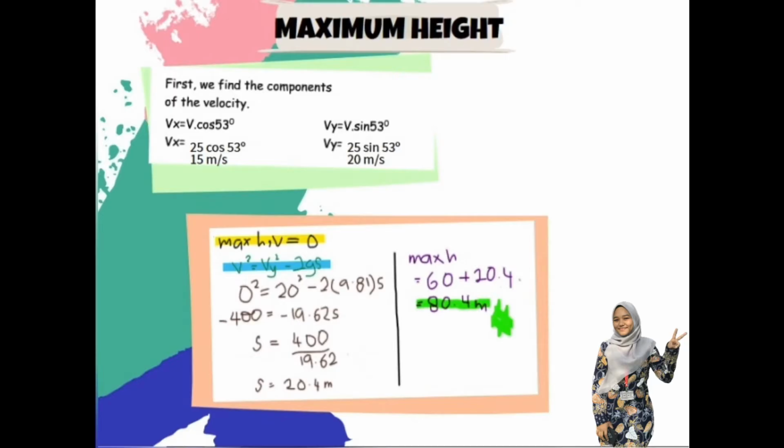Okay, for the first question, it asks for the maximum height. As we know, when the maximum height, the V is 0, so just use the formula V square equal to Vy square minus 2gs, and substitute the value into the equation, and we can get the S equal to 20.4 meter. And for the maximum height, we need to add with 60 meter, which is the height of the cliff, and we can get the answer is 80.4 meter.